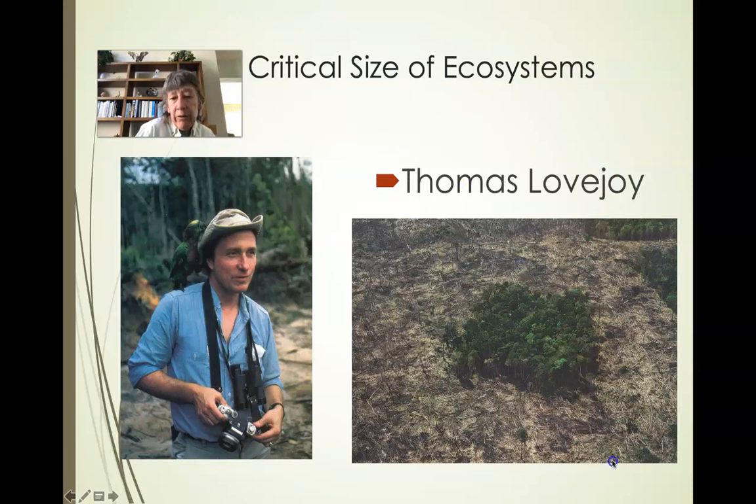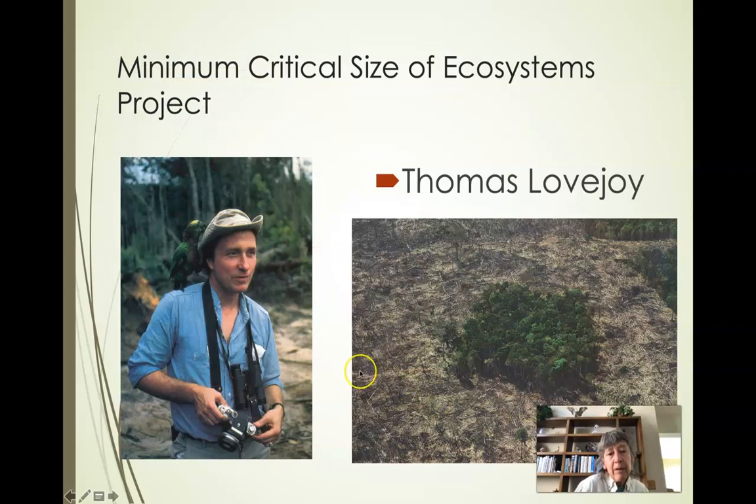Where did all this come from? Well, you will be reading an article by Thomas Lovejoy in Smithsonian Magazine where he did a study called the Minimum Critical Size of Ecosystems Project. In that study, he worked with ranchers in the Amazon basin when laws changed so that a rancher had to keep half of their ranch forested. Half of the ranch had to have trees.